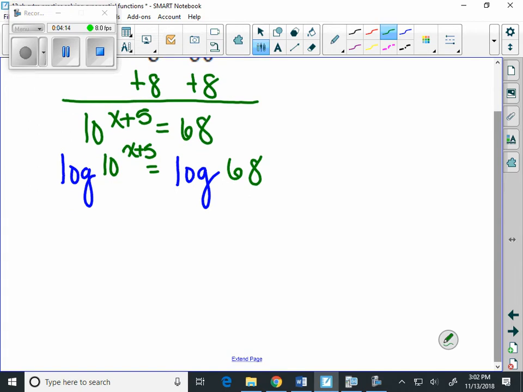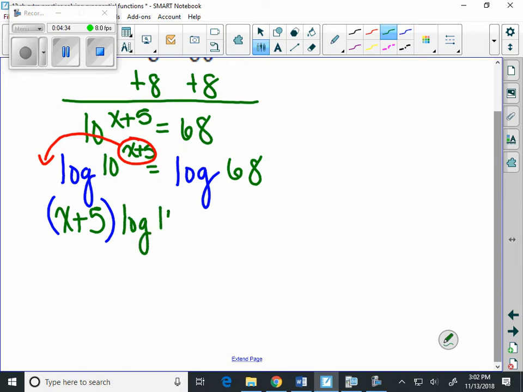And if you've been doing all your practice, you know the pattern by now. You're taking this value, I'm going to write it out here in front. Now we have x plus 5. It's the whole value, so I'm going to put that still here in blue. X plus 5 is going to be multiplied by log of 10. And over here, then we have log of 68.